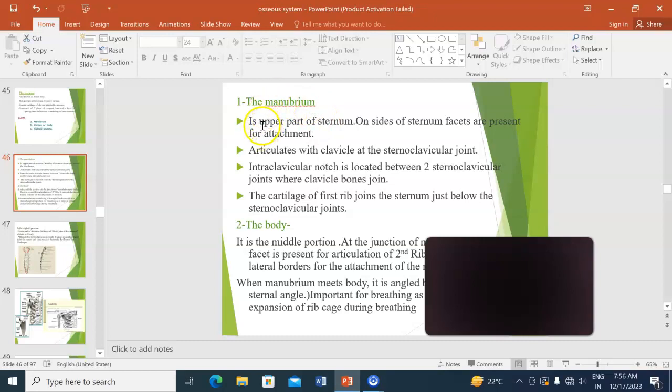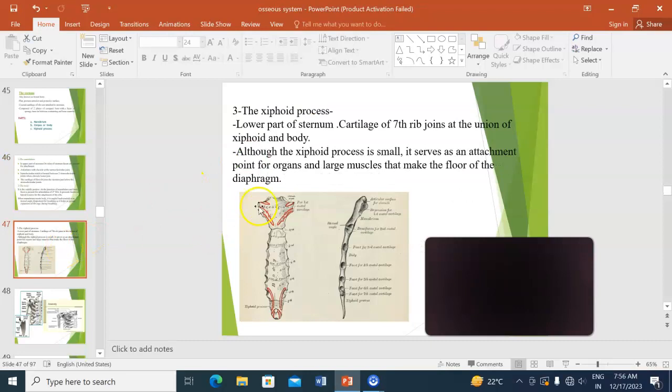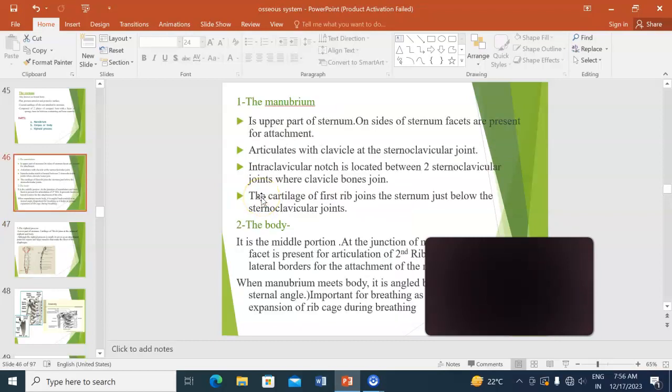Now the first part we will study is the manubrium. It is the upper part of the sternum, and on the sides of this manubrium, facets are present for the attachment of ribs. On the upper side it will articulate. See, these are the facets. These small, narrow, hole-like structures are called facets. So in the facet of the manubrium, firstly the clavicle will get joined, and that joint is called the sternoclavicular joint.